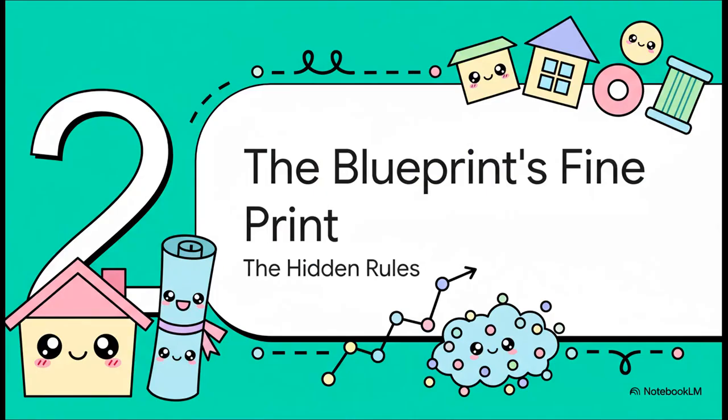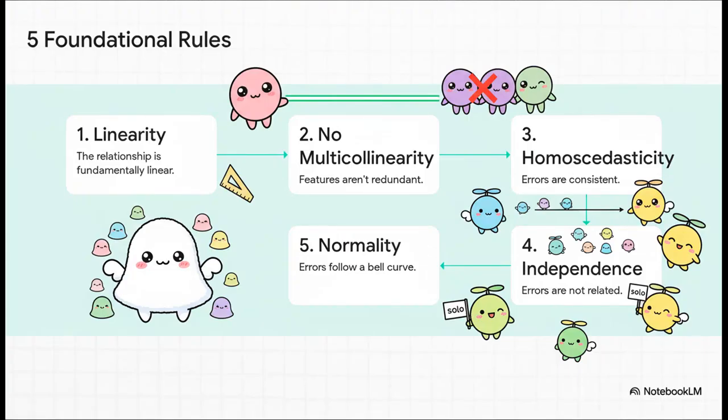Think about it like this. Any good model, just like a building, is based on a very strict architectural blueprint. And if you want that building to stay standing, you have to follow the blueprint to the letter. Well, for linear regression, that blueprint is what we call its assumptions. And here they are, the 5 foundational rules.